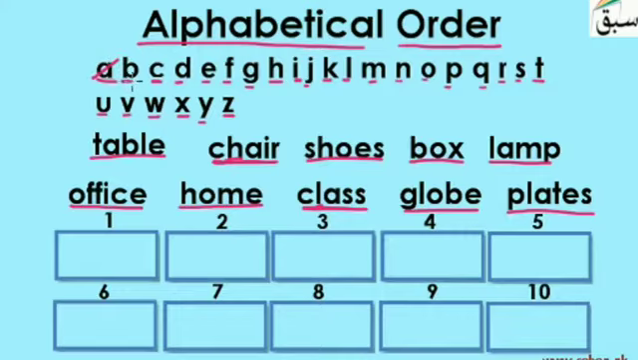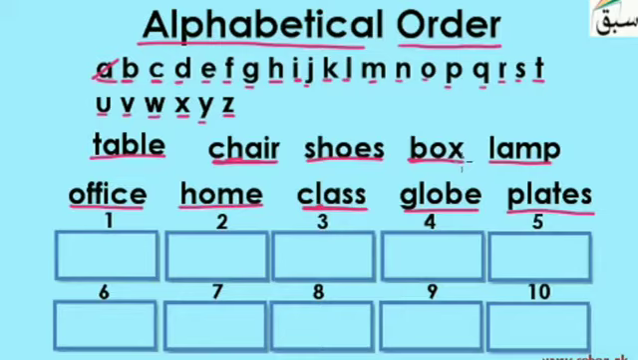So we will cut that letter. Now we will come to the next letter, B. Again we will read the words: table, chair, shoes, box. Yes, there is a word from B, that is box. And then what to do? When B comes, then we will write that word in the first box.